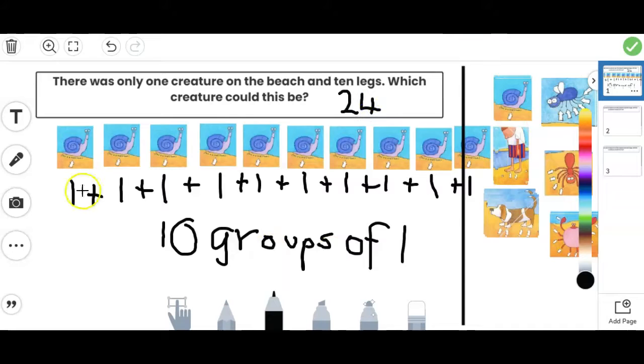So see if you can do the repeated addition. So find the pictures and then underneath write the repeated addition. So how many legs in each picture plus the next picture, and then down the bottom you need to write how many groups of and how many in each of those groups to get to 24. I can't wait to see what you come up with, and hopefully you'll be able to find at least four different creatures that it might be.